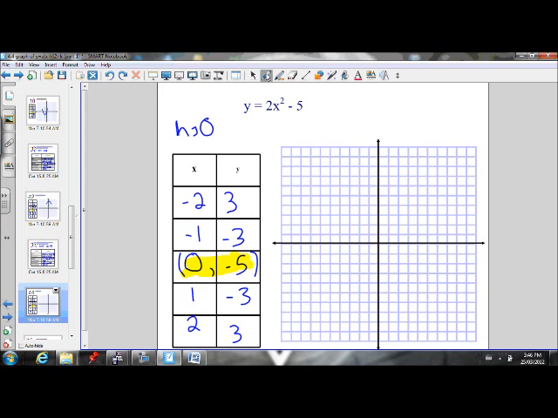Good. Let's plot that first. You always plot your vertex first. So 0 on the x-axis, and then -5 on the y: 1, 2, 3, 4, 5. There's our vertex. Let's go to the left this time. At -1, it will be a y value of -3. At -2 on the x-axis, it'll be a y value of 3, right here.